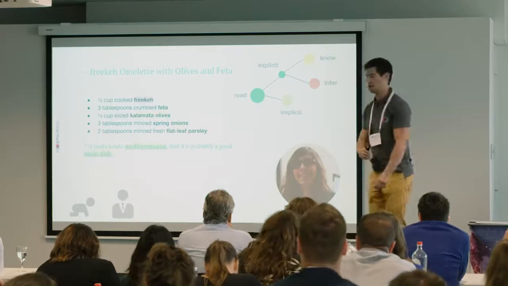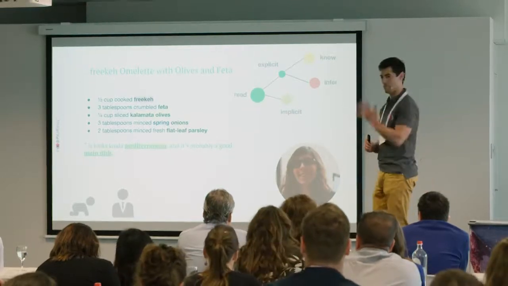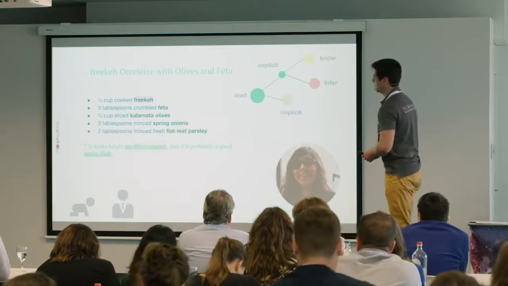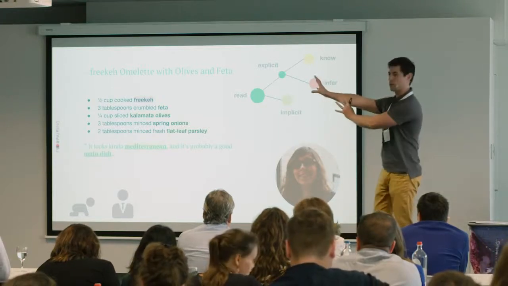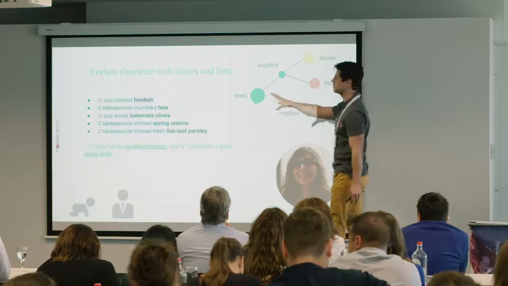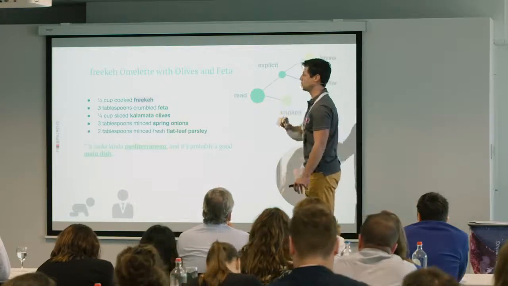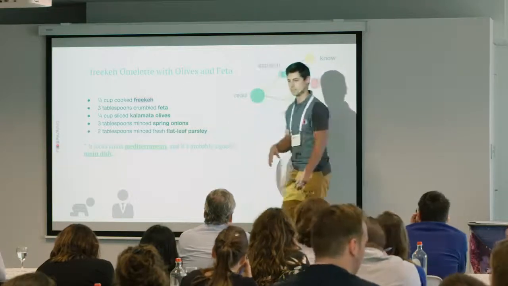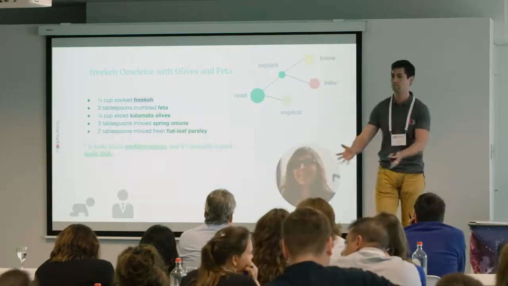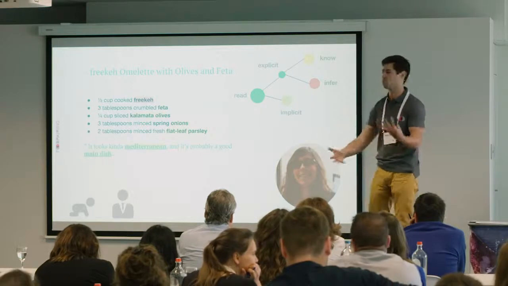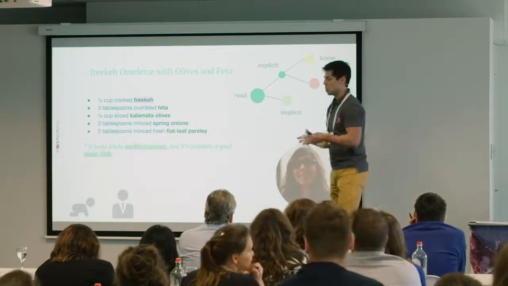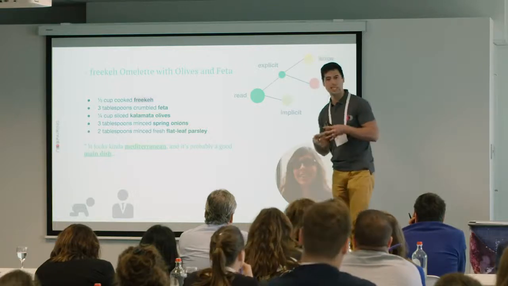So this is my lovely wife, Helene. We got married last summer. I asked Helene to do a little experiment with me, and I showed her this recipe: a frikkeh omelette with olives and feta, along with its ingredients. I just said to her, okay, tell me, what do you see? What do you interpret? What do you think about this?